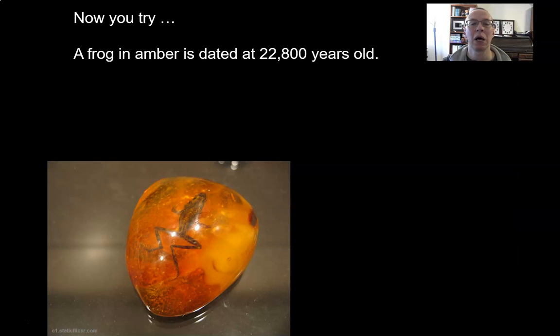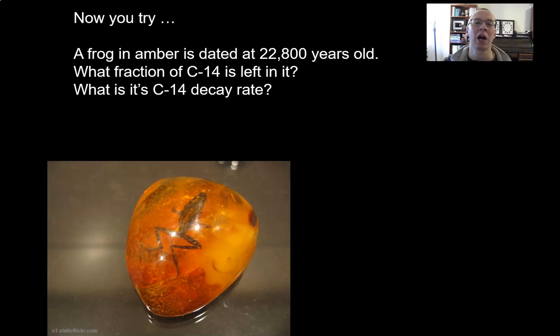Okay. Now I'd like to have you try one of these problems. If we have a frog in amber that is dated at 22,800 years old, can you tell me two things? Can you tell me what fraction of carbon-14 would be left in that sample? And secondly, can you also tell me what its carbon-14 decay rate is? You can pause the video here if you'd like, and I will post the answers momentarily.